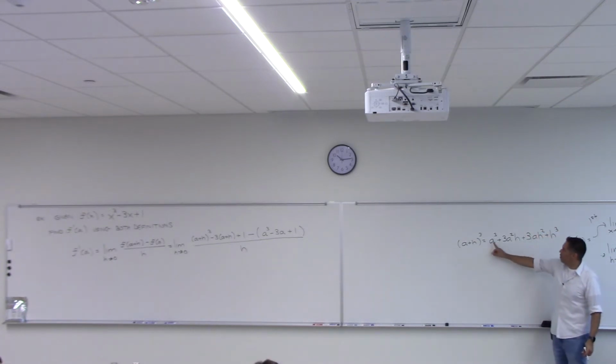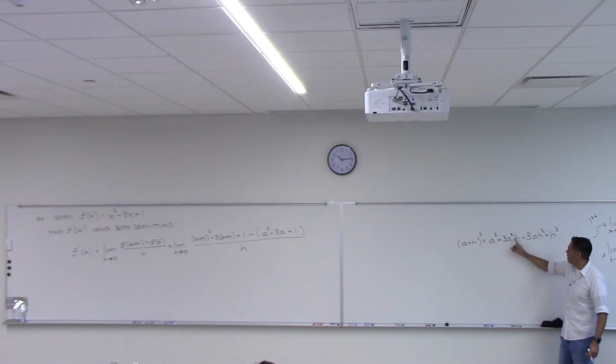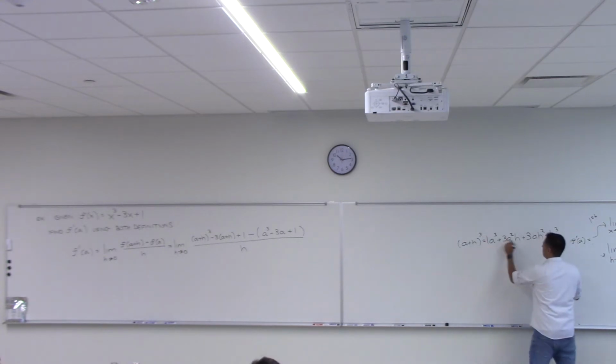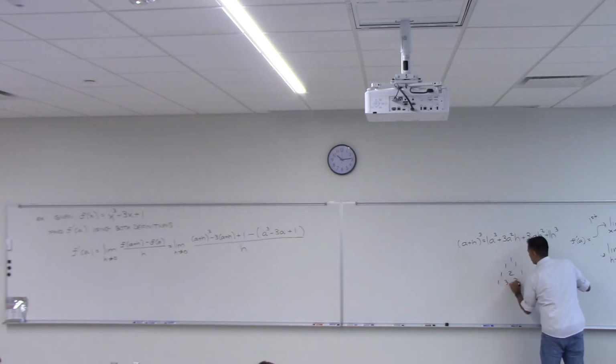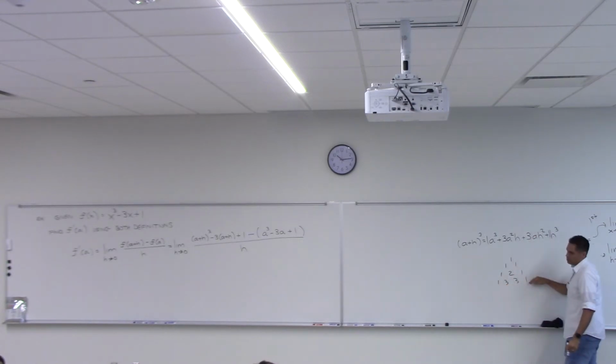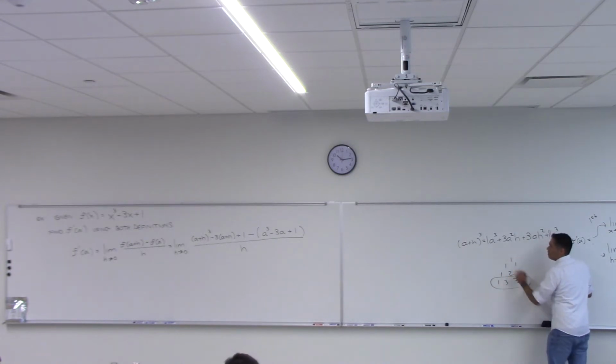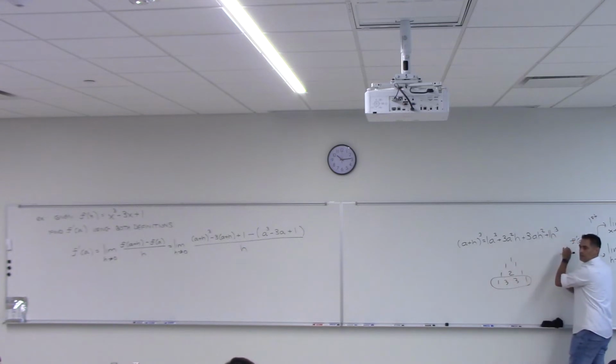So the powers on a go down, right? A cubed, a squared, a gone. The powers on h come up. No h's, h squared, h cubed. So that's what happens with the a and the h in terms of powers. And then the numbers 1, 3, 3, 1 come from the fourth row. Technically the first row doesn't make a lot of sense, but we call that the 0th row, and then the first, second, third. So from the third row, third power, you get the numbers.